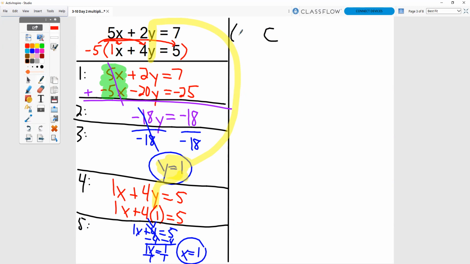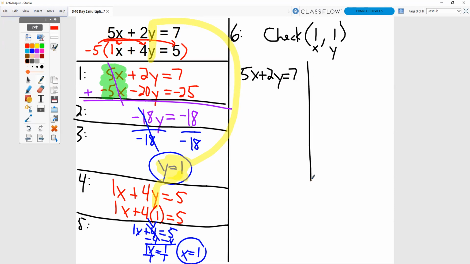So now I'm going to do step number 6, which is my last step, which is my check. I'm checking the point 1, 1. Remember, all points are written x, y. So I'm going to sub these numbers into our 2 original equations. I'm just going to draw a line down the middle to separate them. And now I'm going to sub those numbers in. So instead of 5 times x, I have 5 times 1. Instead of 2 times y, I have 2 times 1.